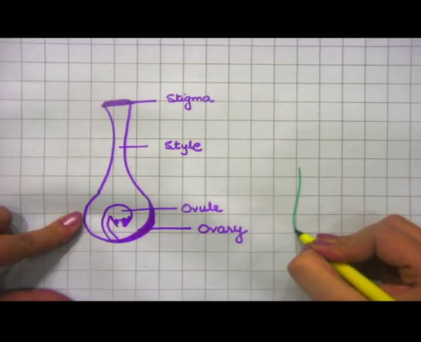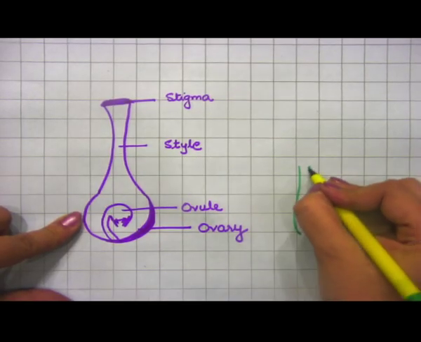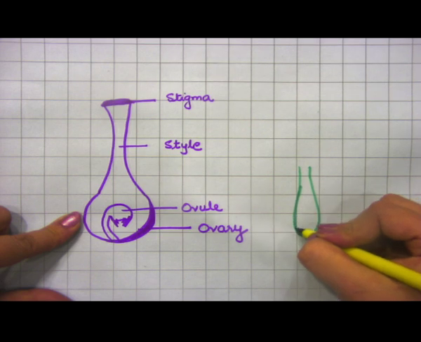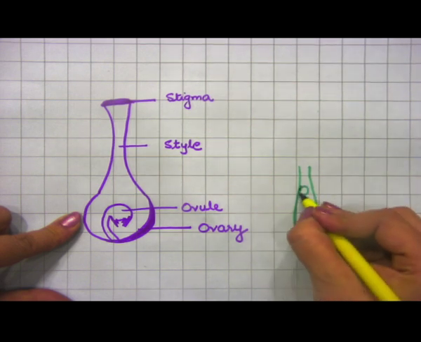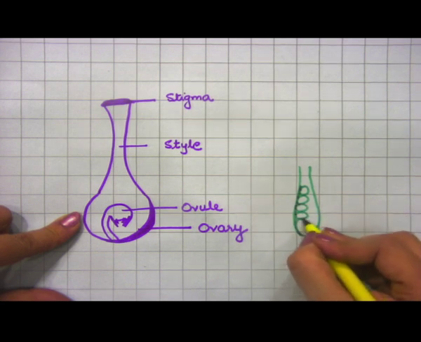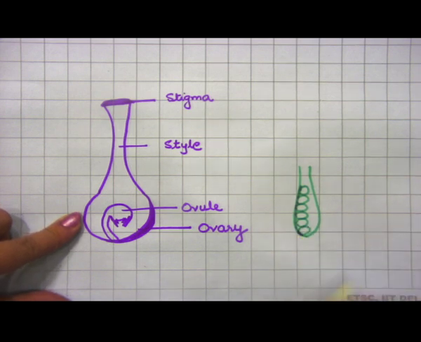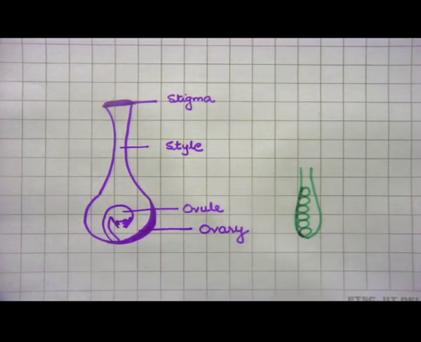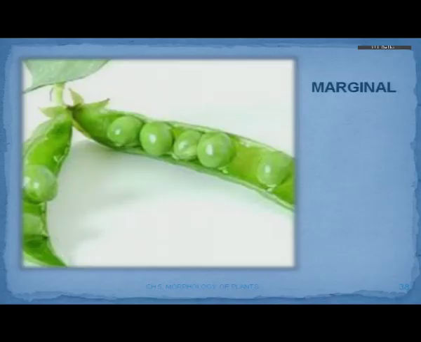First one to come up is the marginal placentation. What happens in this case? The ovary is somewhat like this and the placenta develops on this suture. So, many ovules are born here in this manner. They appear to be arising on the margin of the ovary. Such a placentation is called marginal placentation.